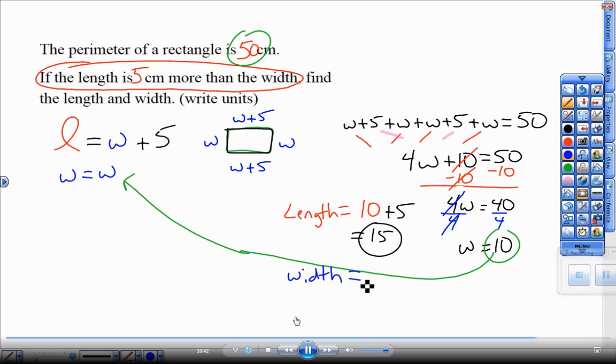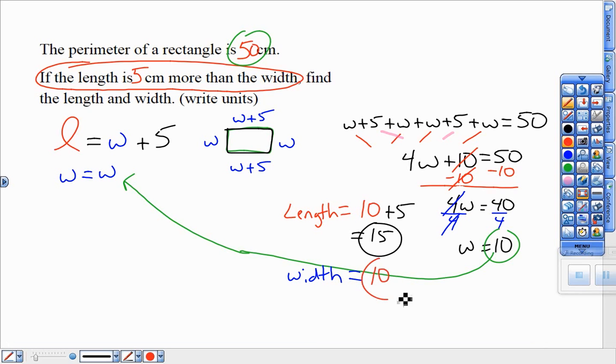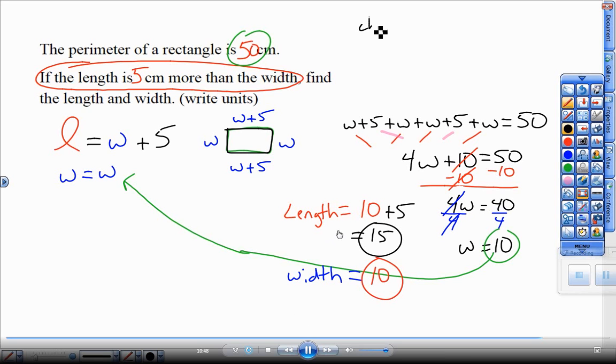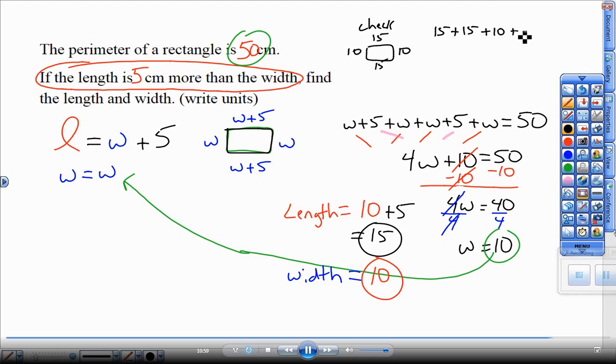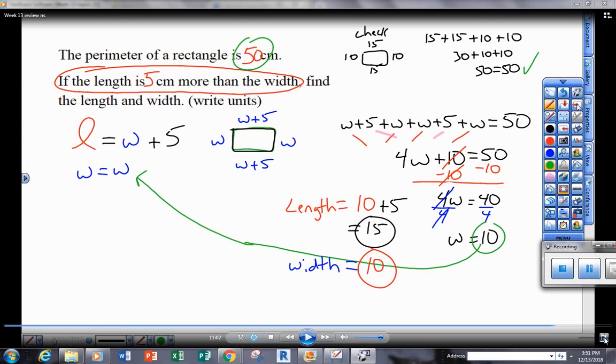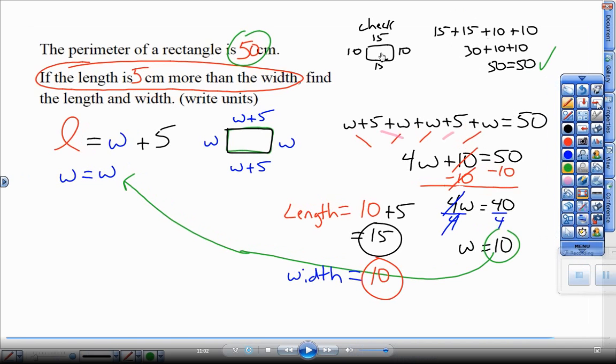If I want to double check my work, if I drew a little rectangle and put those pieces as 15 and 15 on top and bottom, for the two lengths, and then 10 on the side. If I add all those up, it should equal 50. So again, back to this one. If I add up these three pieces, or all four, it should equal my perimeter, 50. So it does. And that does equal 50.